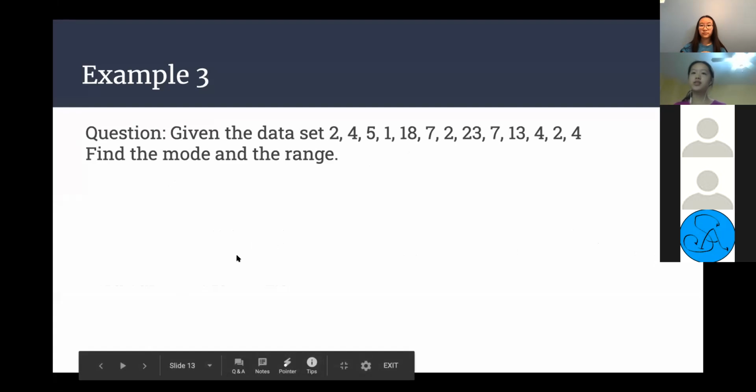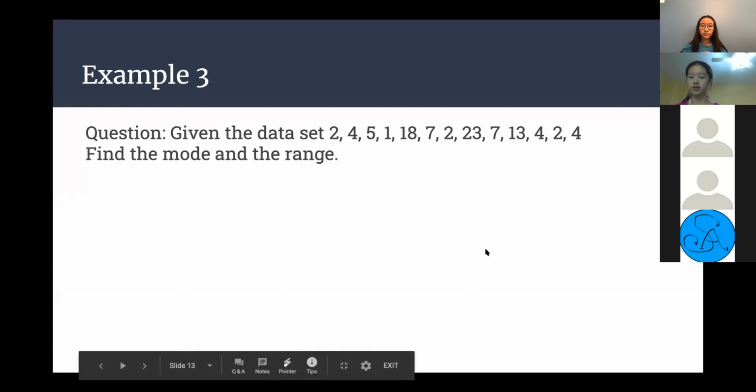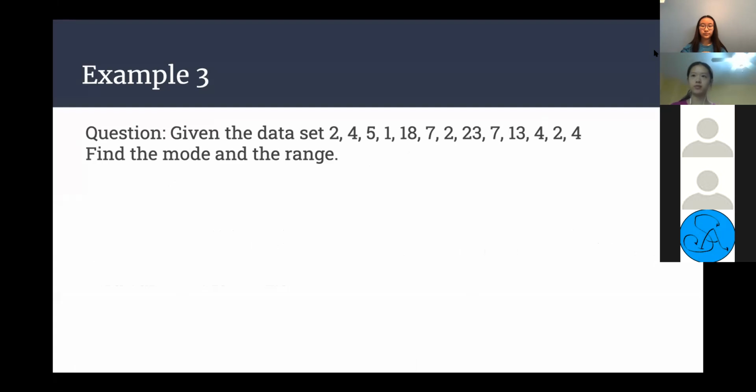Okay, so given this data set, find the mode of the data set and the range of the data set. And if you're struggling to find the mode of a data set, a good way to do it is just to list all the numbers out from least to greatest in order, because then you can see which number occurs the most often, which is the mode. Remember that there may be multiple modes in a data set.